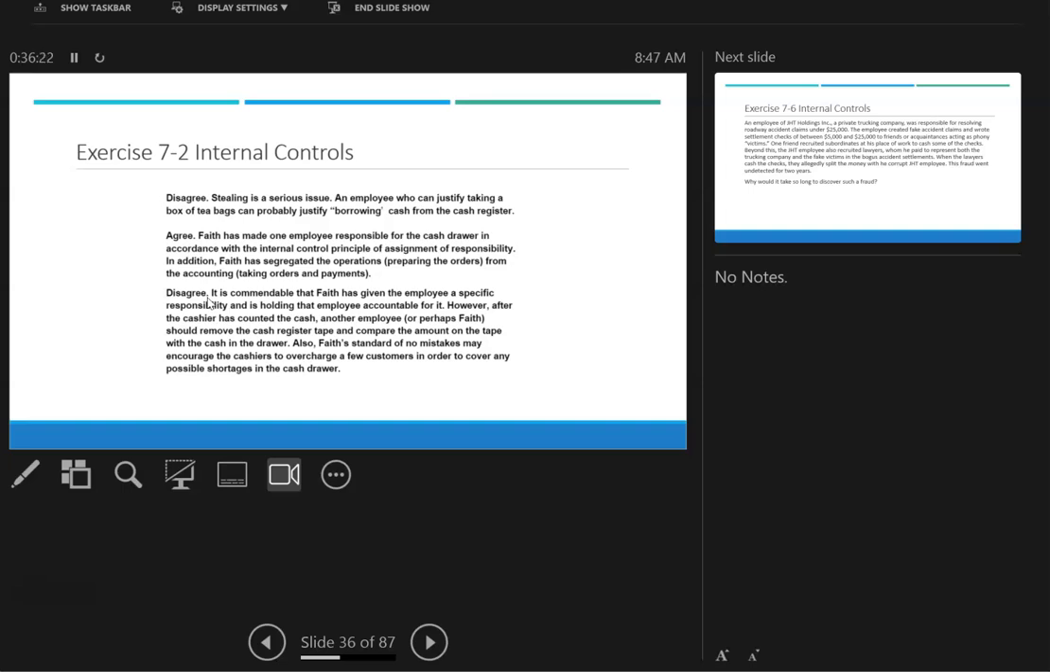It's commendable Faith has given employees responsibilities. However, after the cashiers counted the cash, another employee should remove the cash register tape and compare the amount on the tape with the cash in the drawer. Also, Faith's standard of no mistakes can encourage the cashiers to overcharge a few customers in order to cover any possible shortages. I mean, it just doesn't always work that way, does it, guys?